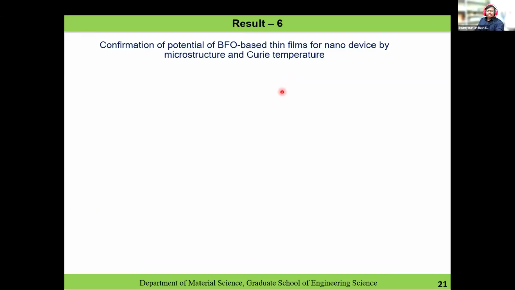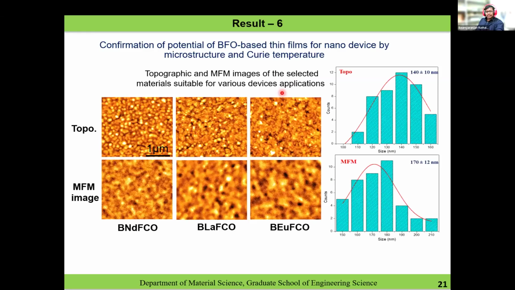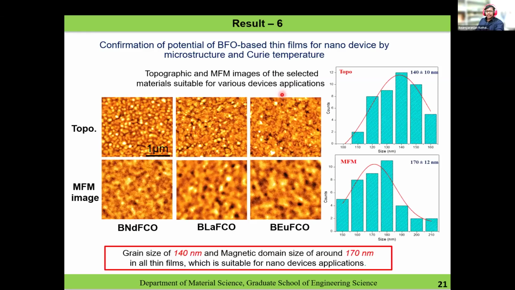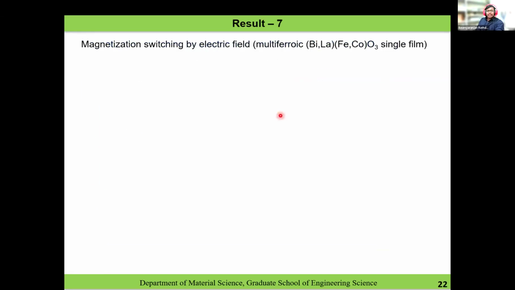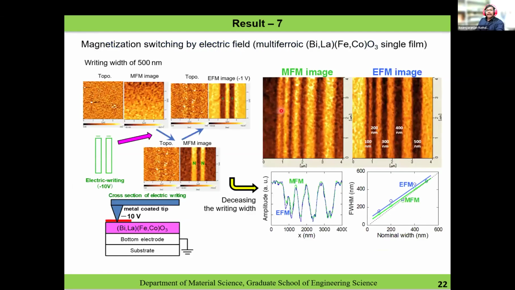After finding this, we had to find the grain structure and domain structure, and we found the grain structure and domain structure are comparable to ferromagnetic and ferroelectric materials, but not so low. In the second case, we studied the magnetization switching, and we successfully showed that there is magnetization switching. That means there is magneto-electric coupling. We are unable to study the magneto-electric coupling directly, so we took the help of EFM. Here we could show that it is showing magnetization.